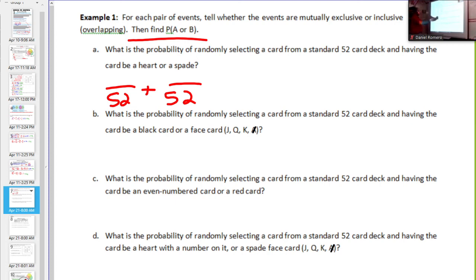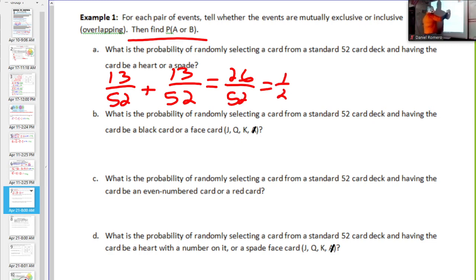How many hearts in a deck? 13, good. How many spades? Also 13. Are there any heart spades? No, there's no intersection here. So these are mutually exclusive. It's 26 out of 52, which gives you 1 half. So 0.5 as a decimal.